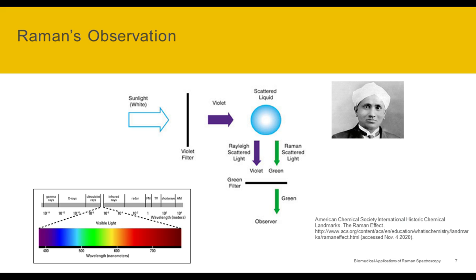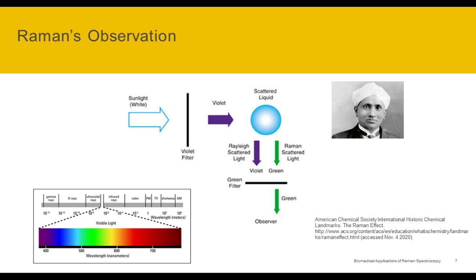Just a little bit of some historical background information. Raman spectroscopy is based off of the phenomenon of Raman scattering, which was first observed by C.V. Raman, who's pictured here, in 1928. In his experiment, he isolated a violet light and was able to pass it through a liquid sample. That liquid sample scattered the radiation, and he observed two types of light that was scattered, one that was also violet light, and then one that was scattered green light.